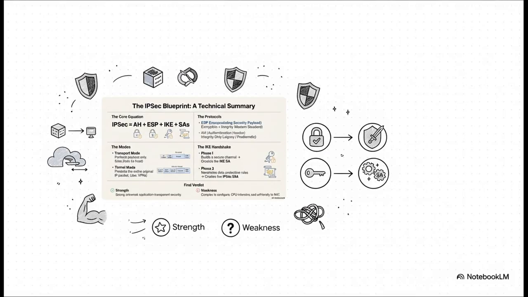So, to sum it all up, this is the IPsec blueprint. The core equation is actually pretty simple. It's the combination of its protection protocols, its negotiation protocol, and the security contracts they create. It's got two modes, transport for hosts, tunnel for networks. It uses that two-phase secret handshake to establish trust, and its final verdict is a balance. It's immensely powerful and universal, but it's also pretty demanding in its complexity.